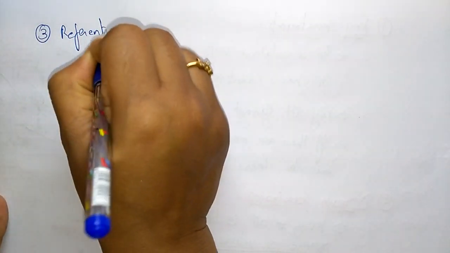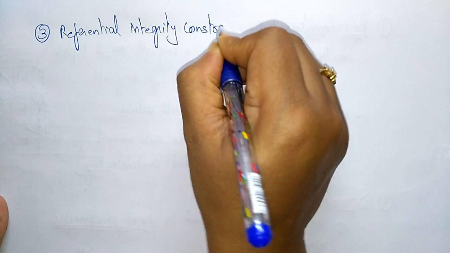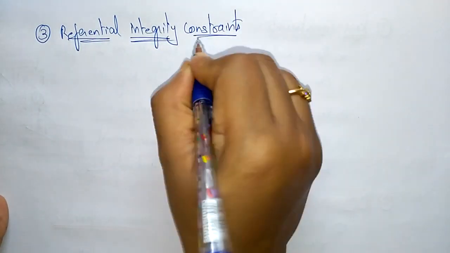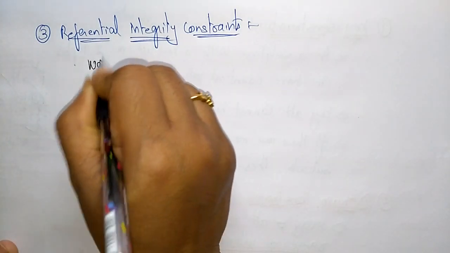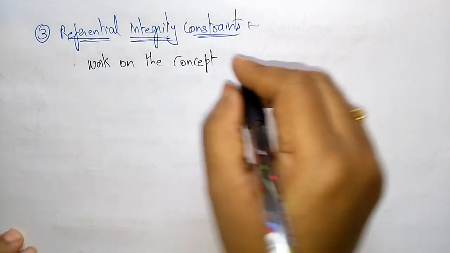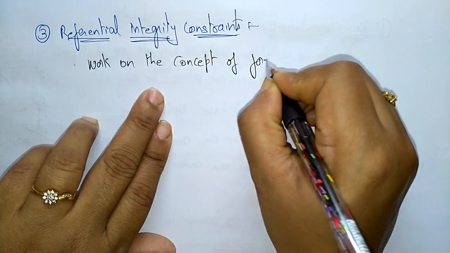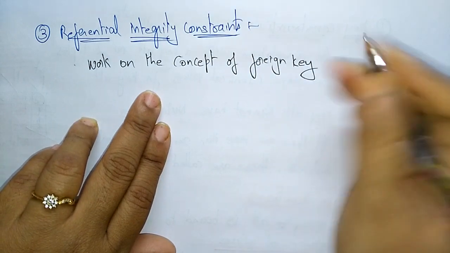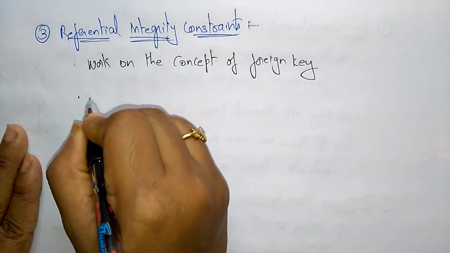Now let us see the third constraint, that is the referential integrity constraint. What is the referential integrity constraint? Referential, the name itself is indicating, works on the concept of foreign key. That I'll explain when I'm explaining the keys. The referential integrity constraint always works on the concept of foreign key, and a foreign key is a key.